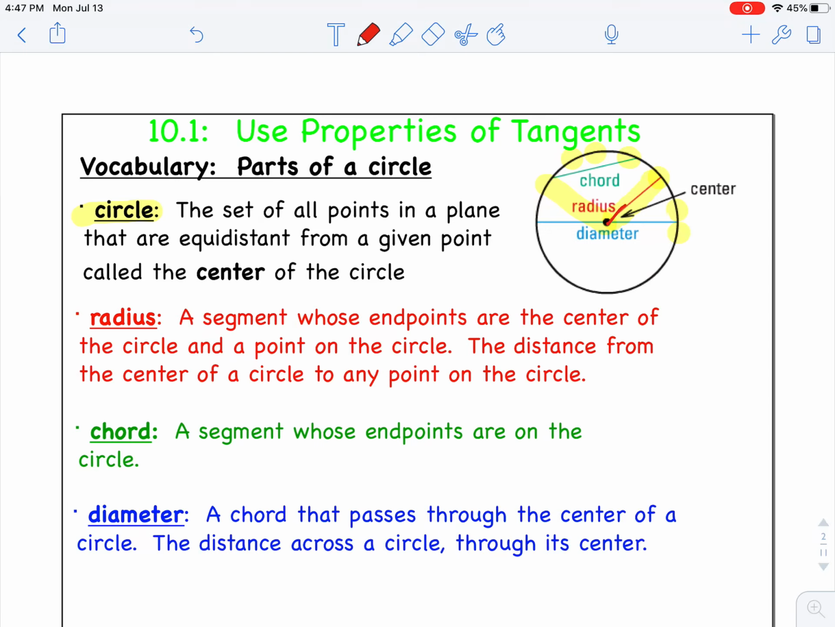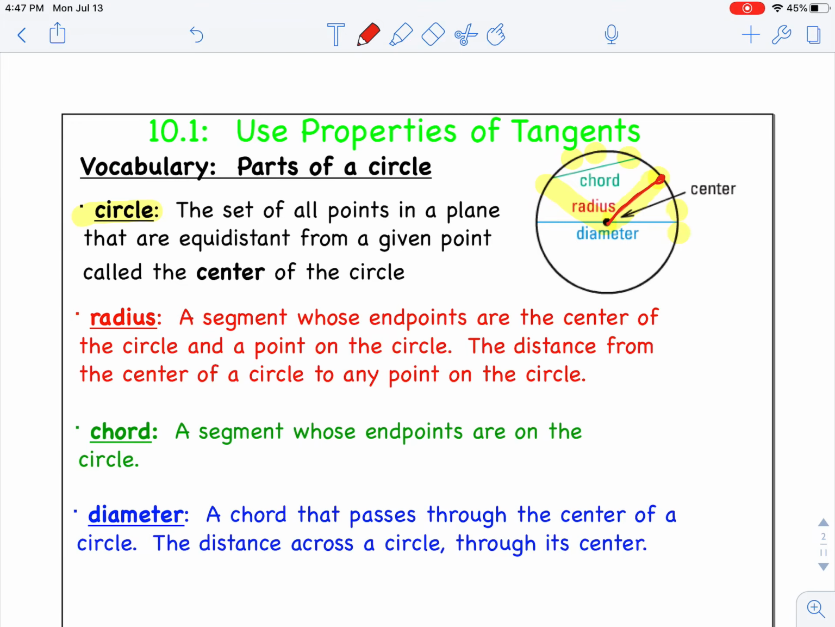So the radius, which you are familiar with, is the segment whose endpoint is the center of the circle, and the other endpoint is on the circle itself. And it's the distance from the center to any point on the circle.